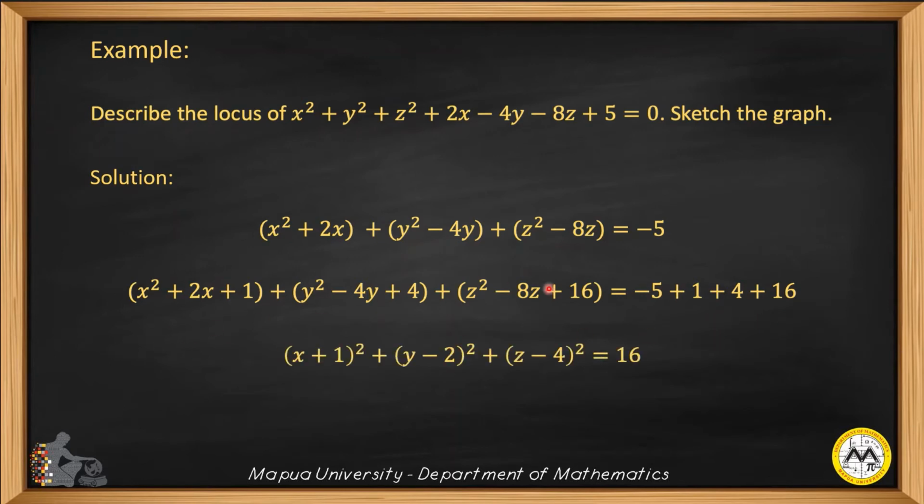This equation is now transformed to the sum of the square of x plus 1, the square of y minus 2, the square of z minus 4, and that sum is equal to 16. Having reduced the equation to this form, this equation will give us a sphere with center at (-1, 2, 4) with radius of 4. Because k is positive, the equation represents a sphere.